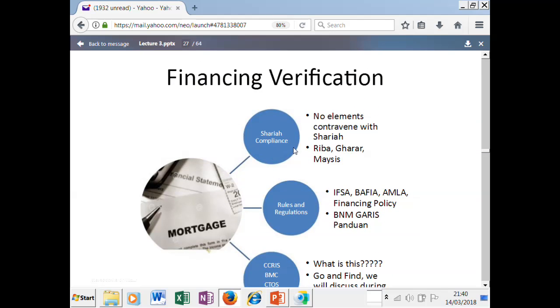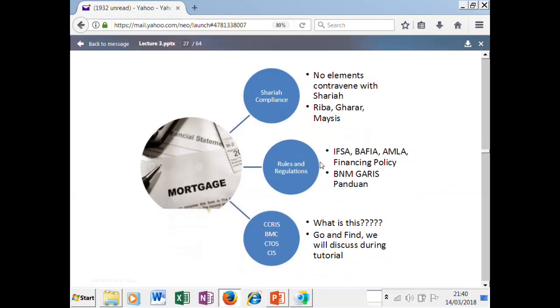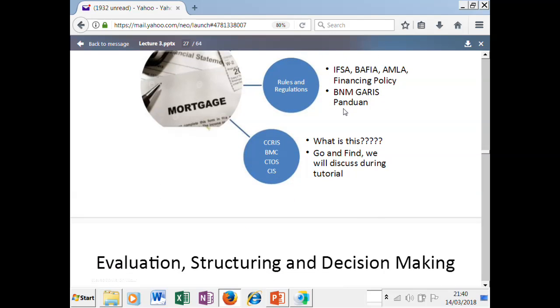So financing verification, basically you have to look at Sharia compliance. So no elements contravening Sharia: riba, garar, maisir. And then also according to the rules and regulations, IFSA, and also FSA. There's no more BAFIA, FSA only. Financial Services Act. AMLA, Anti-Money Laundering Act. Financing policy, Bank Negara Malaysia, Garis Panduan Bank Negara Malaysia.